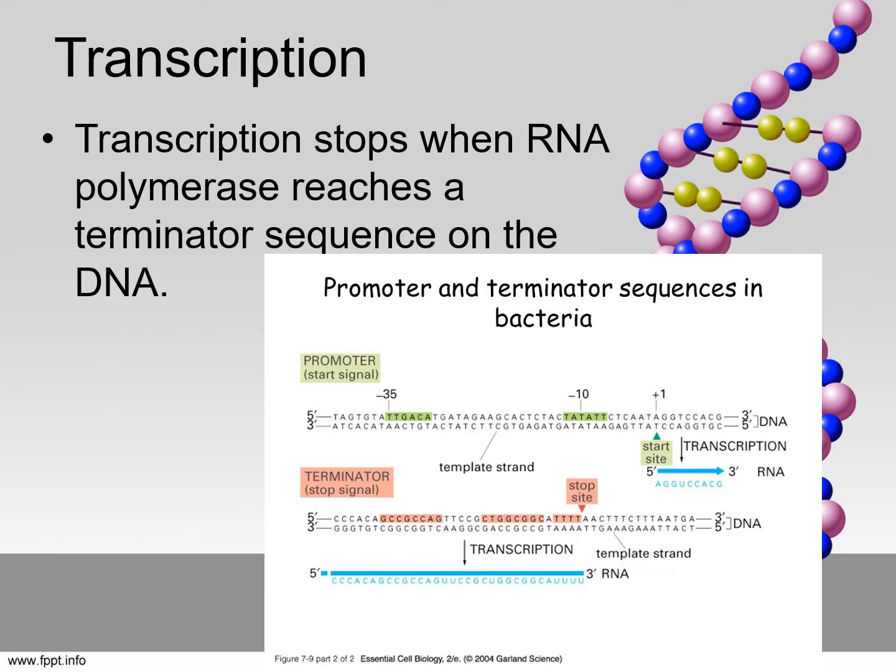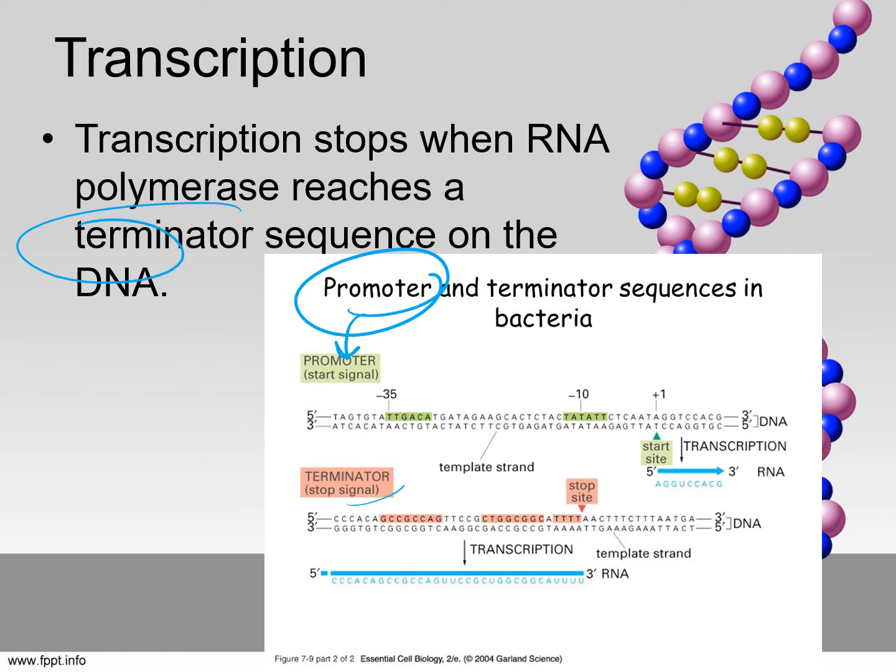Transcription is going to stop when RNA polymerase gets to a terminator sequence. So we started at that promoter sequence. This is what attracted that polymerase to come and start doing transcription. And then we're going to end transcription at the terminator sequence.